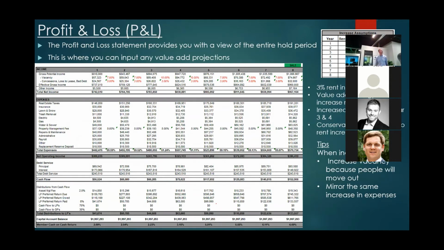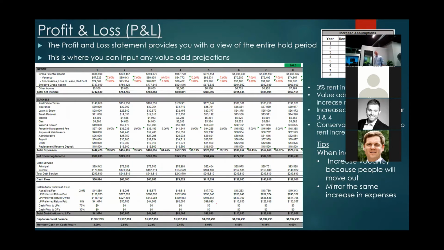So then you get to the profit and loss statement, or the P&L. What this is used for is it gives you a holistic view of what it looks like over your whole 8-year hold period. This is also where I use it. This can change depending on the analyzer you're using, but I use it to project where we're going to do some value add strategies. So on the top right, you see those increase assumptions.